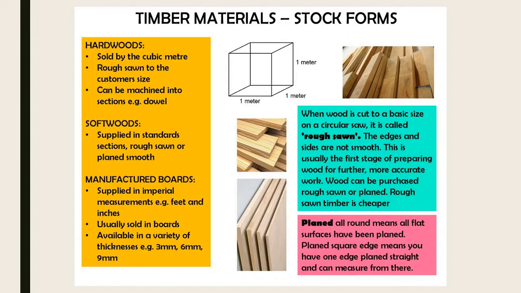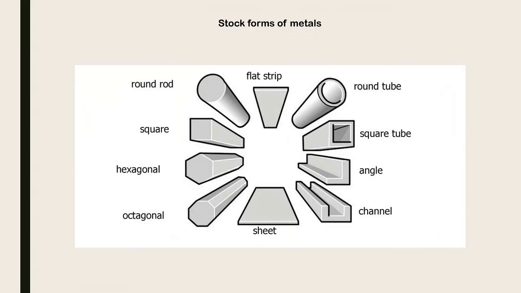So if you go to a timber yard, they'll give you the option of doing planed, but then they'll charge you more for it. So, stock forms of metals. Metals could come in all different shapes and sizes. Typically, you get your sheets, and like you can with manufactured boards, get different thicknesses of sheets. But then you've also just got different cross sections of material.